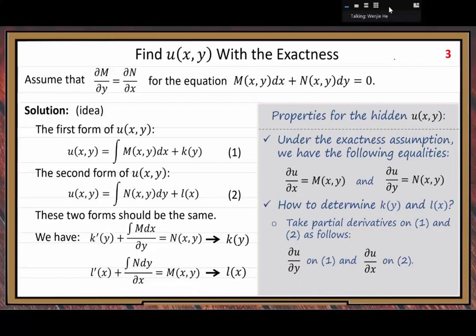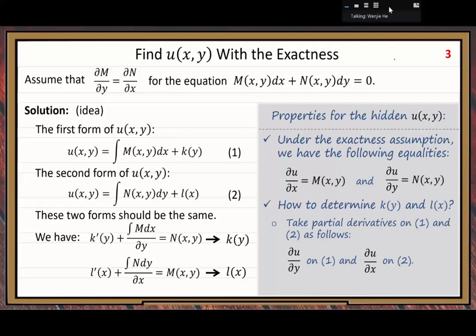So this slide describes the whole method. In the last two steps, we need to take partial derivatives with respect to different variables: with respect to y, and with respect to x. In that way, we can find explicit expressions for K prime of y and L prime of x. After that, we can find K of y and L of x. But for this method, we want to simplify a little bit.